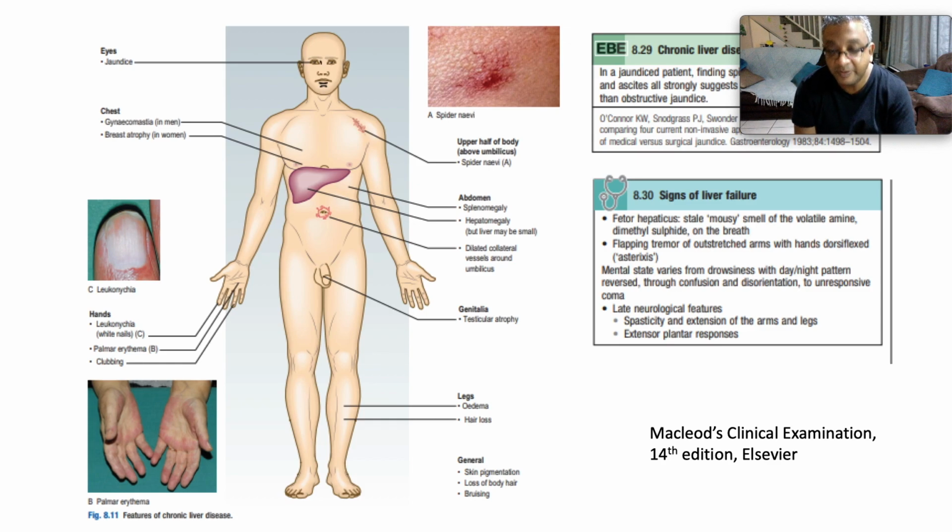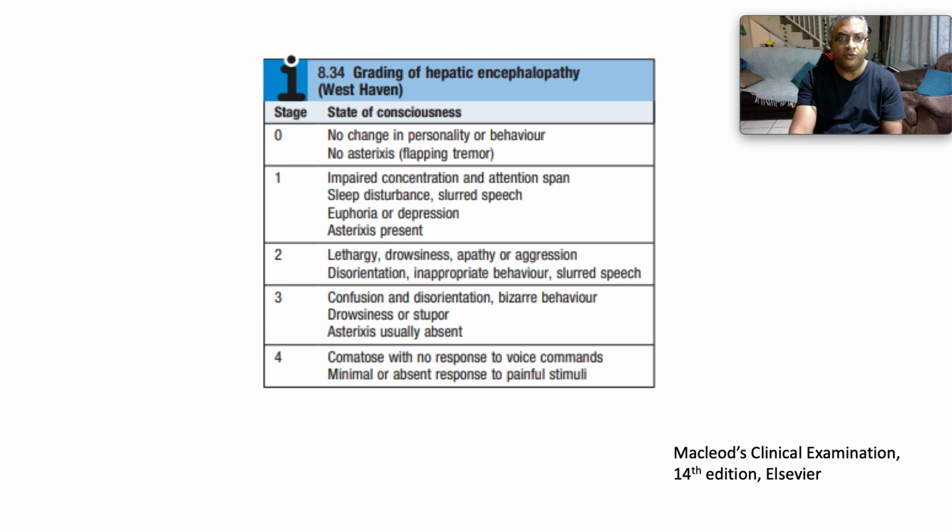The mental state speaks to encephalopathy, varies from drowsiness with a day-night pattern reversed through to confusion, disorientation to coma. We'll speak about that. And the late neurological features include spasticity and extension of the arms and legs and extensor plantar responses. Alrighty. This is the grading of hepatic encephalopathy, which is termed the West Haven grading.